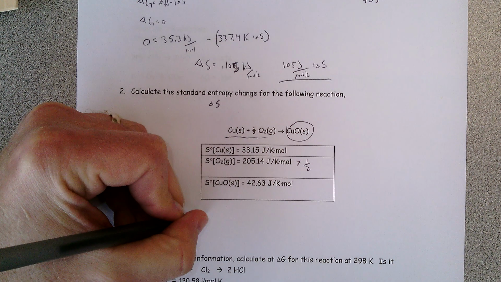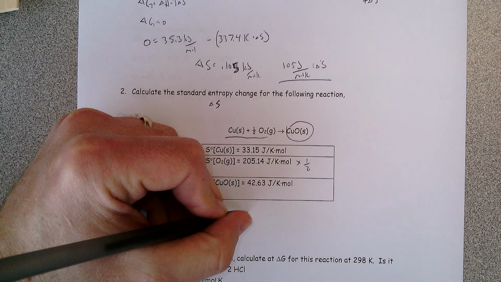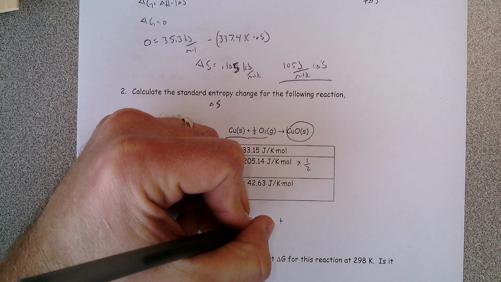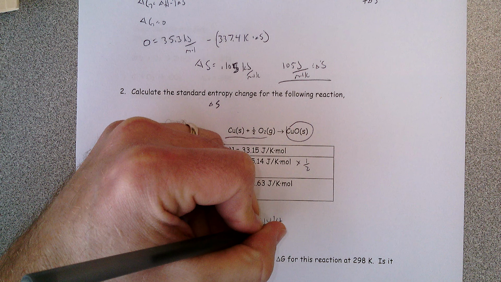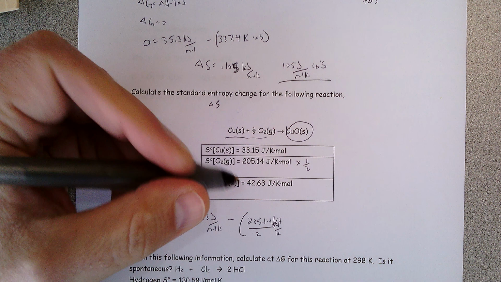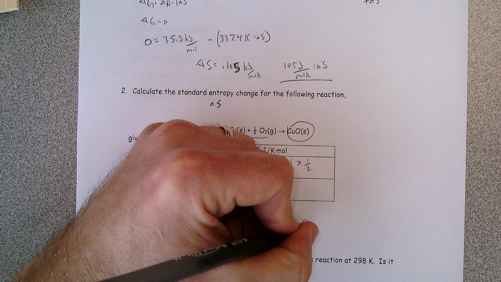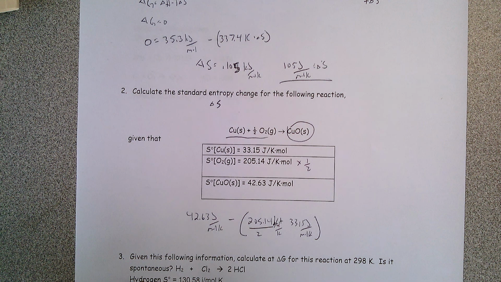So 42.63 joules per mole Kelvin minus 205.14 over 2 joules per mole Kelvin. Some ugly units there. Plus 33.15 joules per mole Kelvin. So 42.63 minus 205.14 divided by 2.